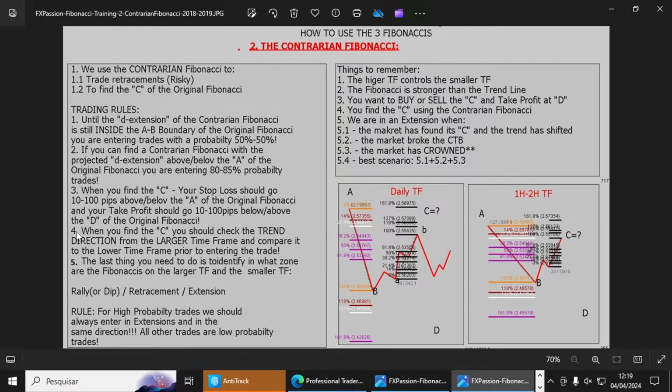So number 4, when you find the C, you should check the trend direction from the larger time frame and compare it to the lower time frame prior to entering a trade. What is this called one more time? Alignment. The word is alignment. Alright, everybody?